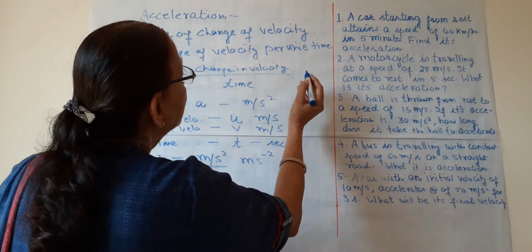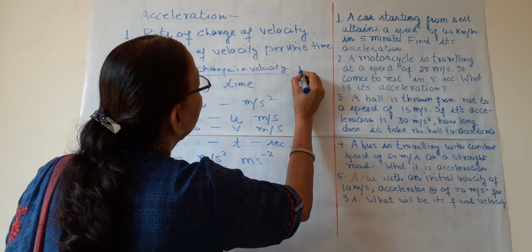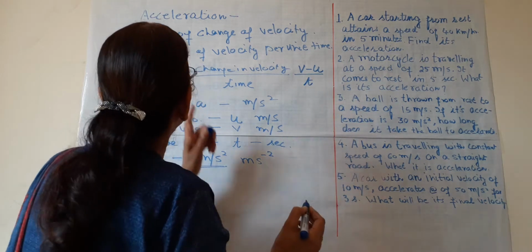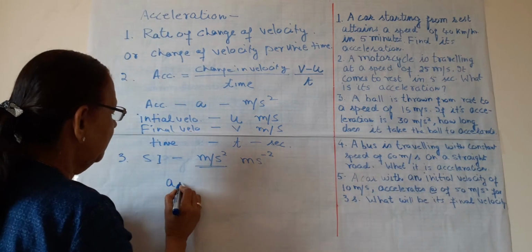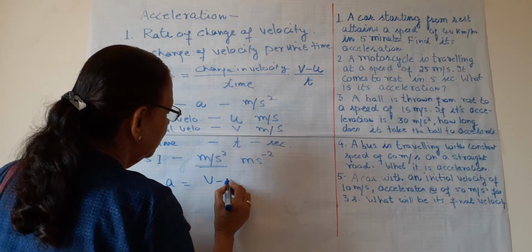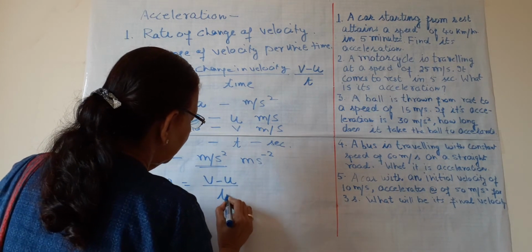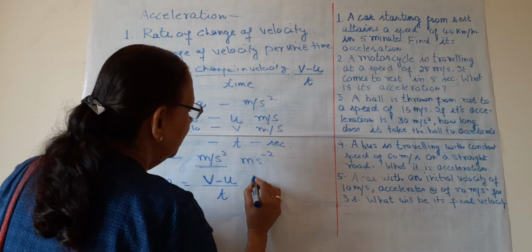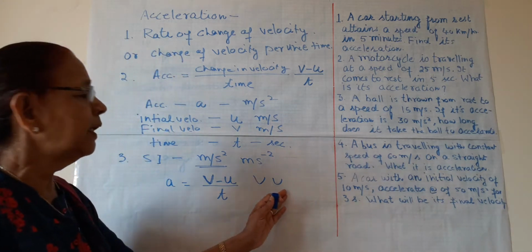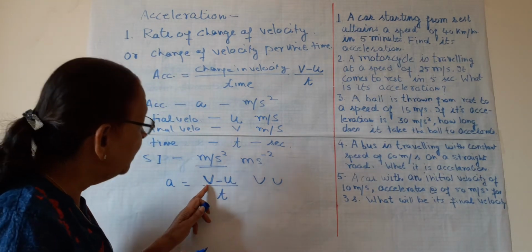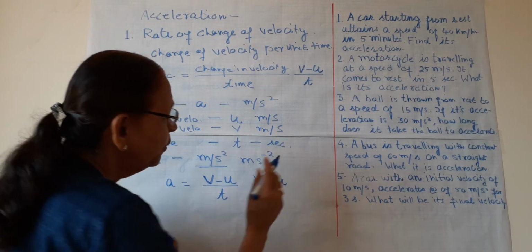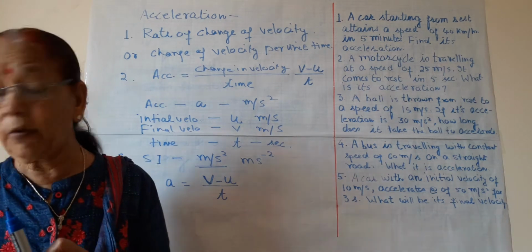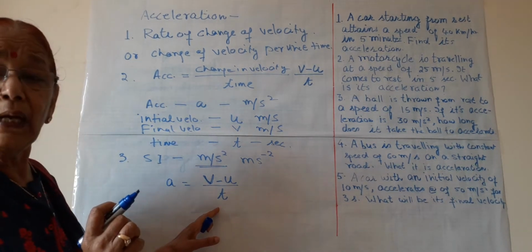So how can we write this formula? We can write v minus u upon t. So a is equal to v minus u upon t. You have to write this v and u very clearly. Don't write them so they look alike. You write v and u very clearly, otherwise your numericals will be wrong. So we can write the formula like this.